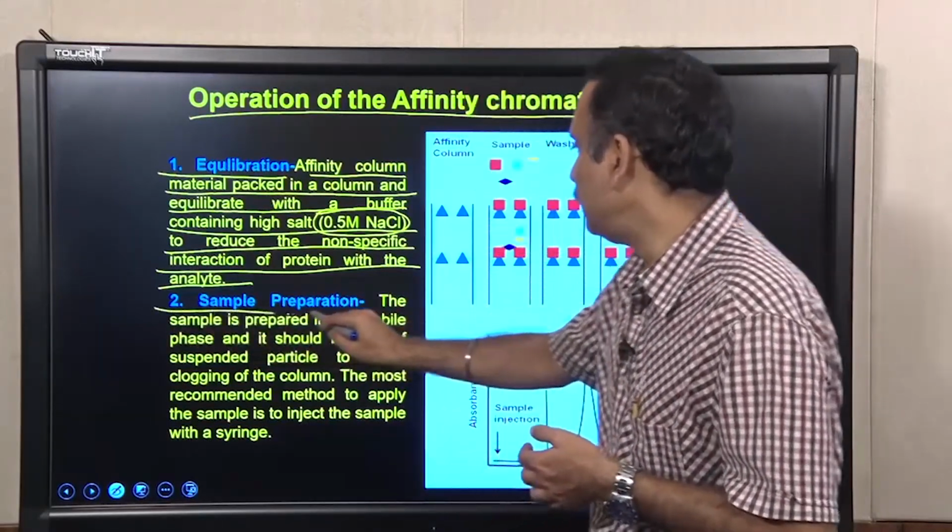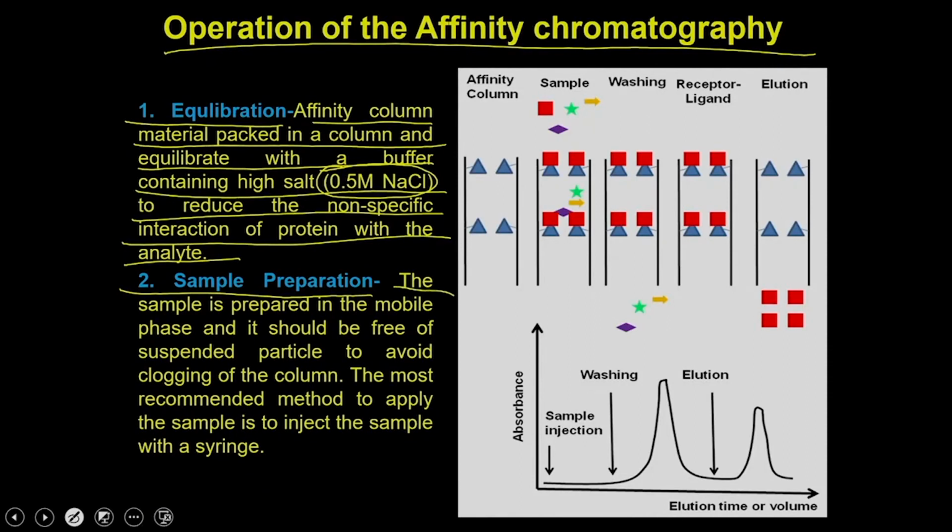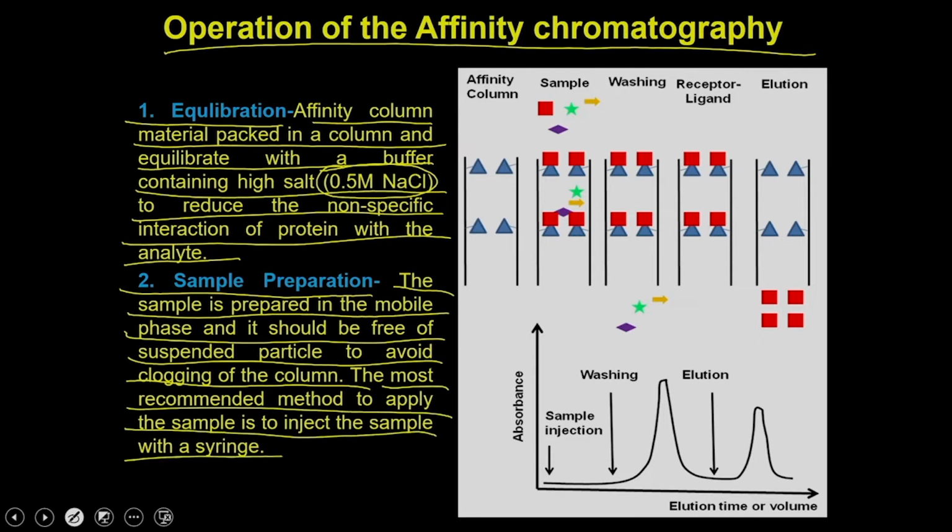Then what you have to do is sample preparation. The sample is prepared in the mobile phase and it should be free of suspended particles to avoid clogging of the column. The most recommended method to apply the sample is to inject the sample with a syringe.